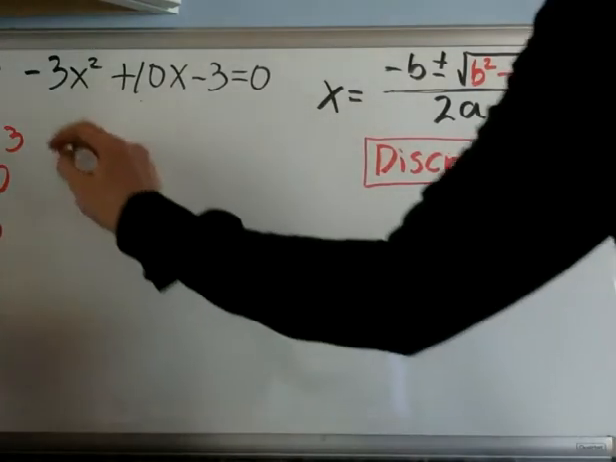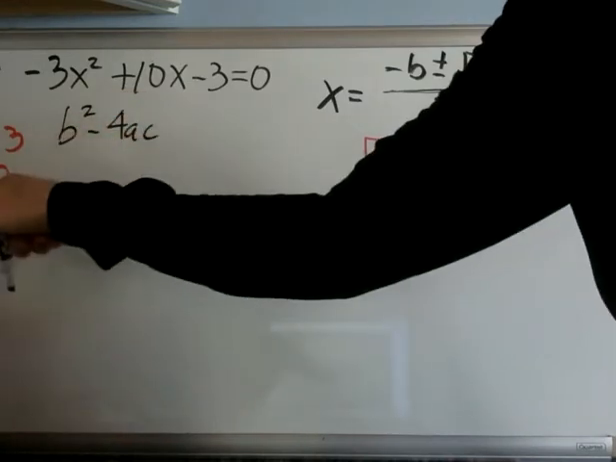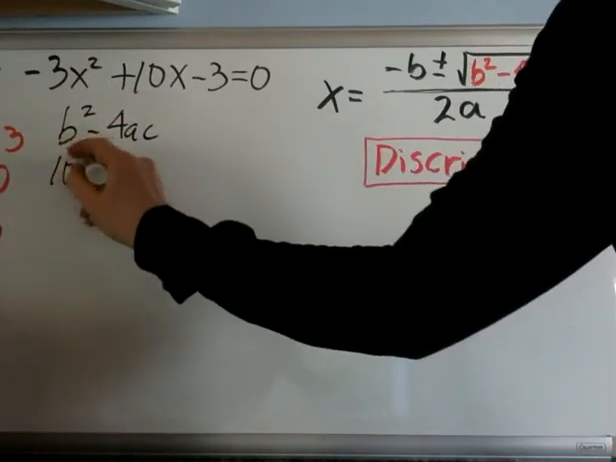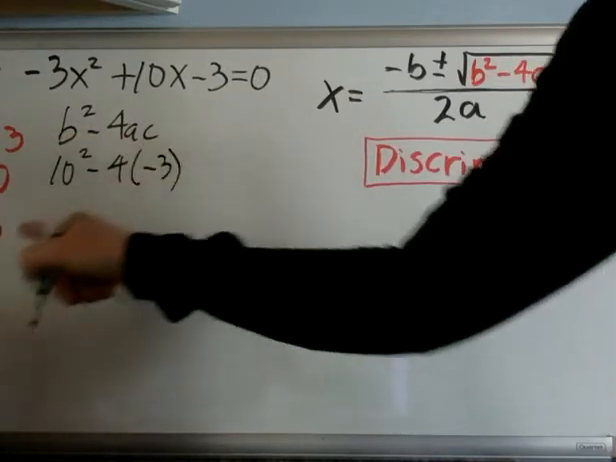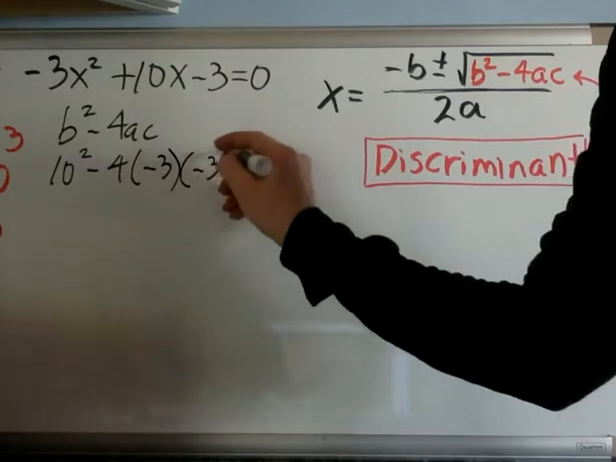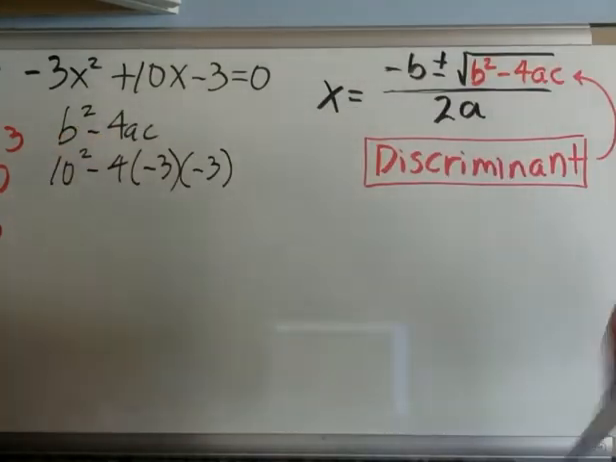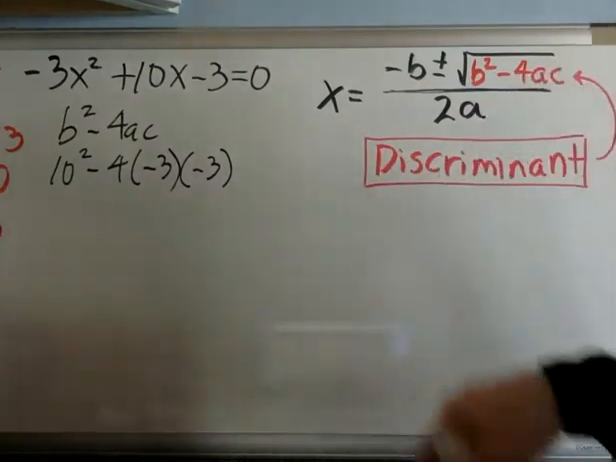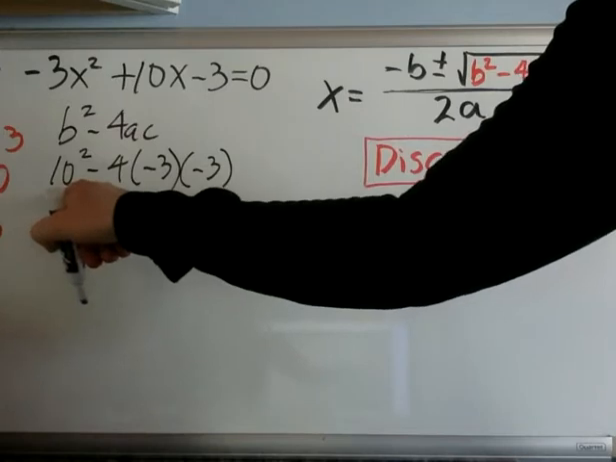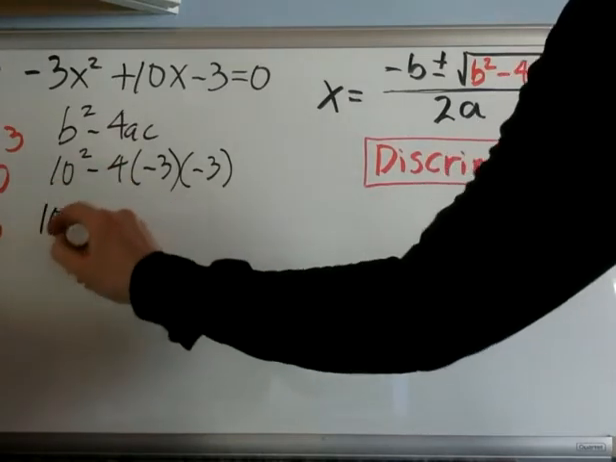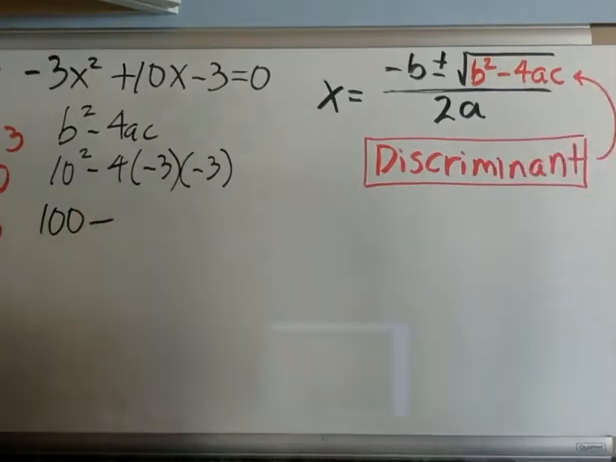So b squared minus 4ac is going to be 10 squared minus 4 times negative 3 times c, which is negative 3. Our a and c values just happen to be the same here. That doesn't always happen. This is where a lot of students make mistakes, and it has everything to do with these negative signs. 10 squared, that's easy. That's just 100. But I am actually going to be subtracting something from 100 here instead of adding. Let me tell you why.